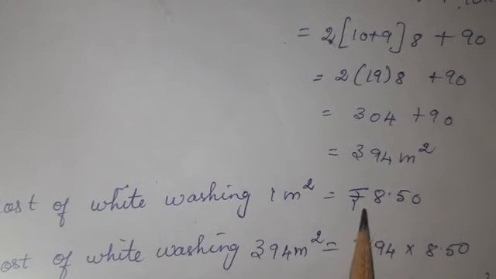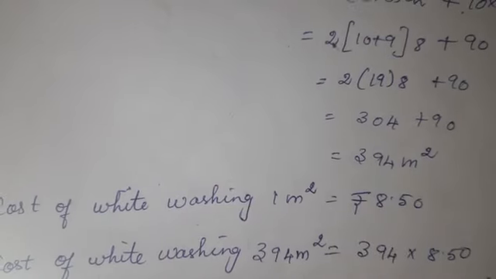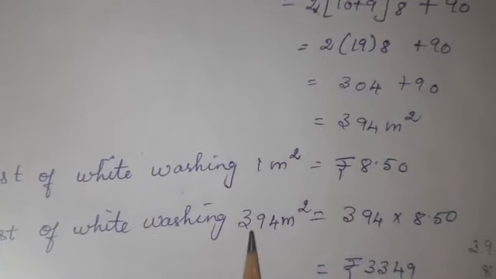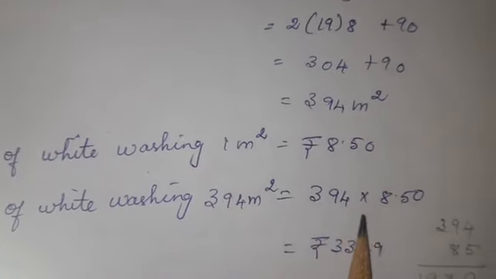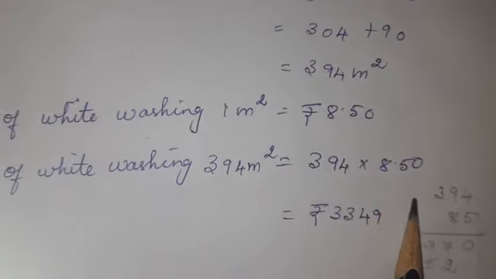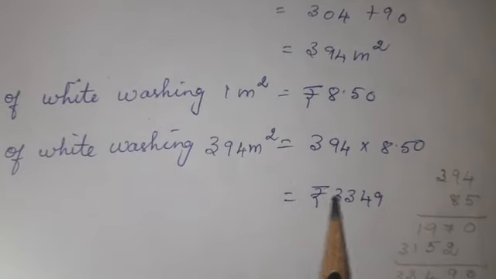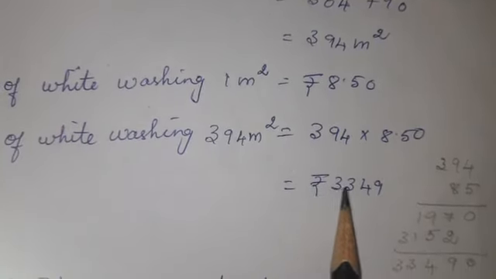The cost of whitewashing 1 meter square is rupees 8.50. Therefore, cost of whitewashing 394 meters square is equal to 394 into 8.50. Is equal to, when you multiply, you will get rupees 3,349.